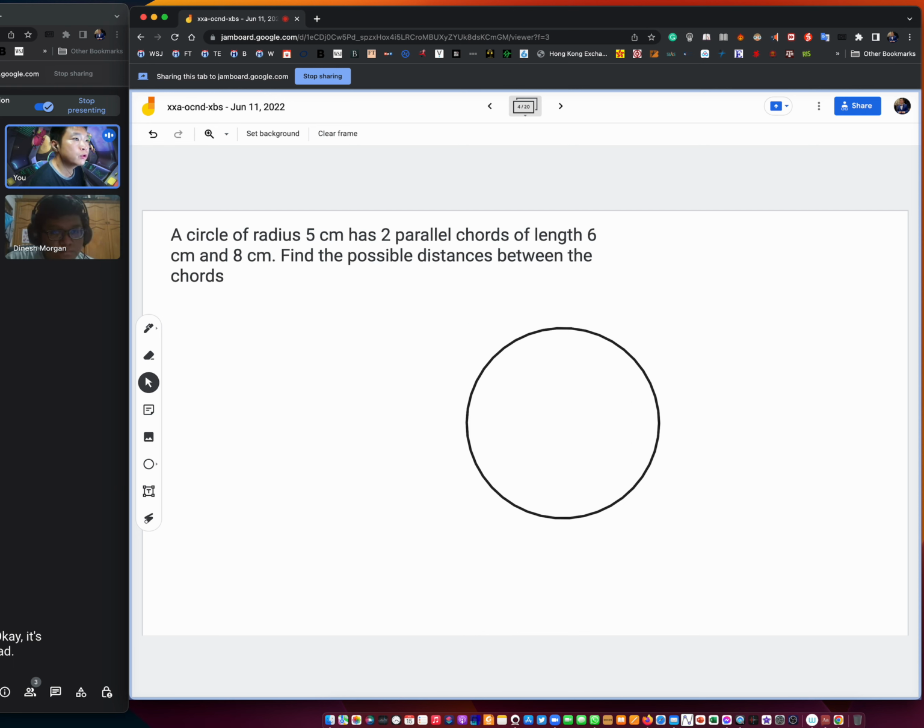So looks like you are pretty good with this Jamboard already. Have you used Jamboard before? No. Okay, these days I have been going to this Bukit Merah Secondary School, so I'm doing relief teaching over there, and then they are using Google Classroom and Jamboard quite a lot.